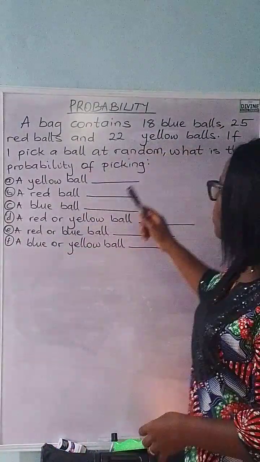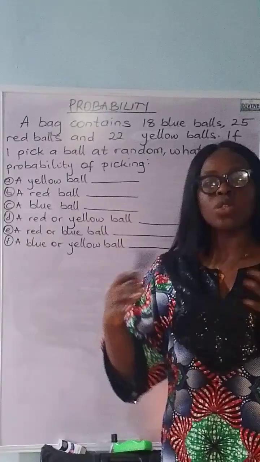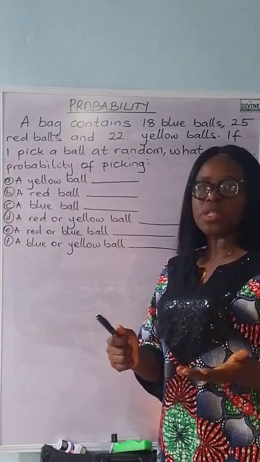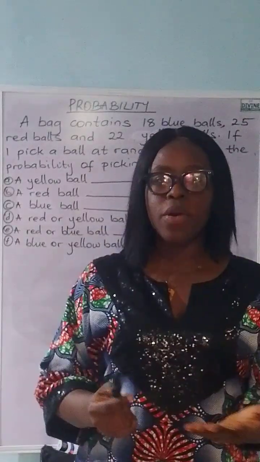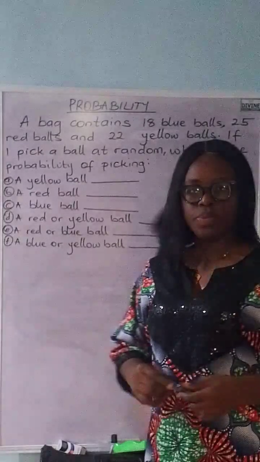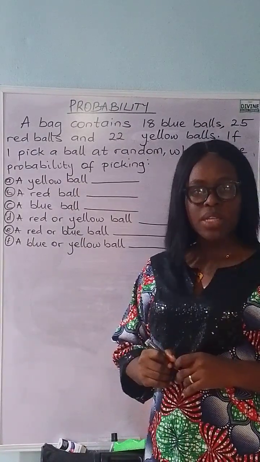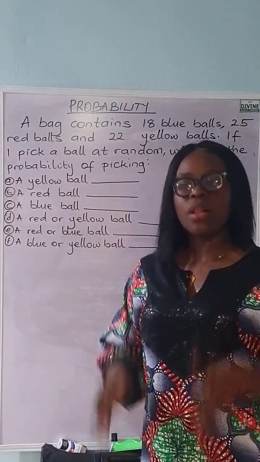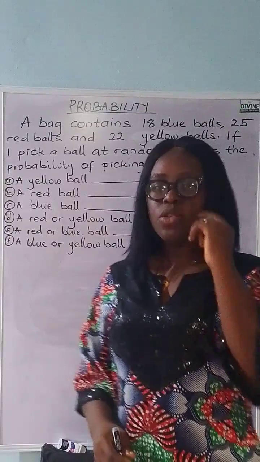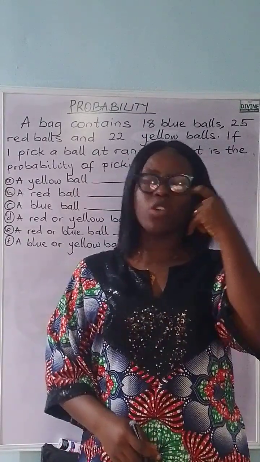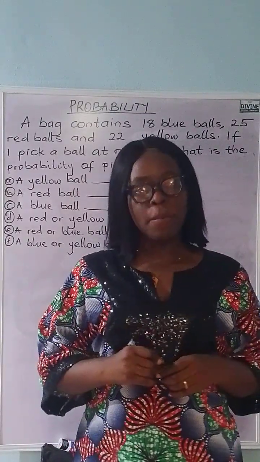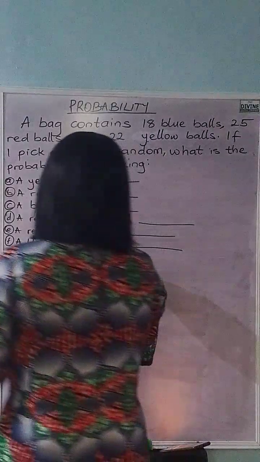So in this question, first of all, we don't know the total possible outcome, because the total possible outcome is supposed to be the total number of balls for this question. So that is the first thing we should be calculating. How many balls in total do we have in this bag? That is the only way we can solve the possibility of picking one yellow ball. So let's do that.